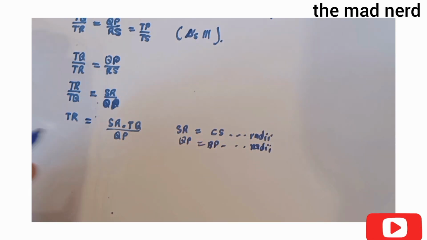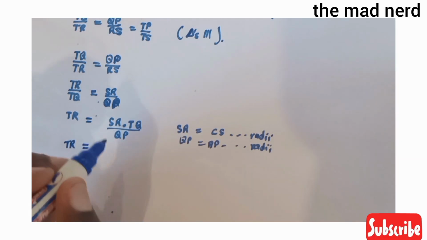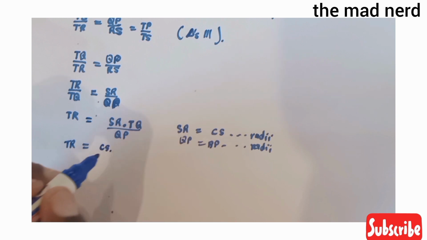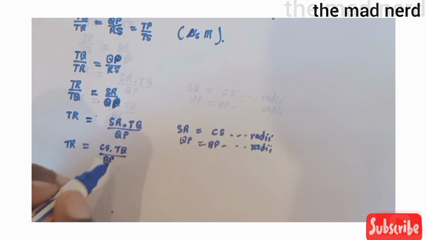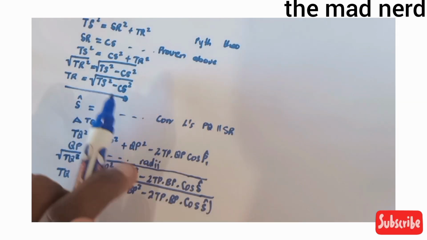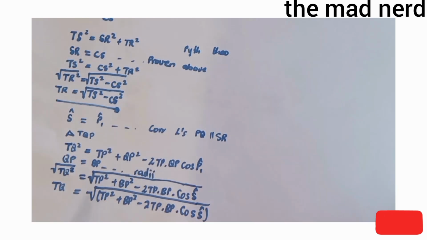And now let's just replace them here. We say TR is equal to CS times TQ, and QP we can replace with BP. And now let's replace everything. Since we said TR over here is equal to this one, and TQ is equal to this one, we can interchange them, this one in place of TQ and that one in place of TR.